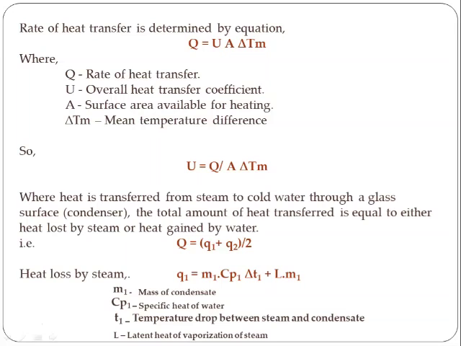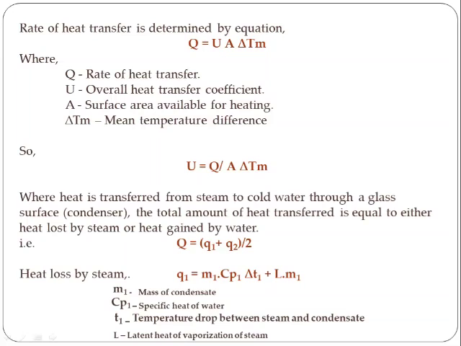The total amount of heat transferred is equal to either heat lost by steam or heat gained by water, and therefore we can calculate the rate of heat transfer by using the equation Q = (Q1 + Q2) / 2. Here Q1 is the heat lost by steam and Q2 is the heat gained by water.